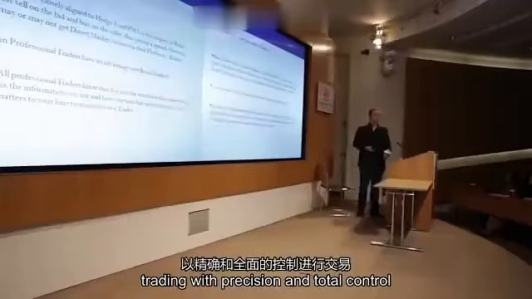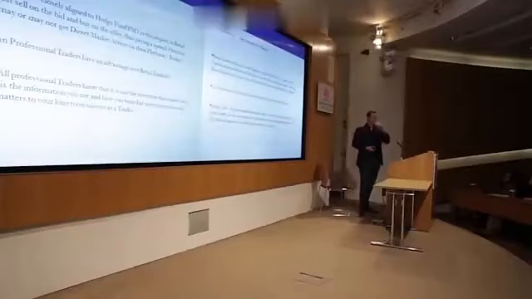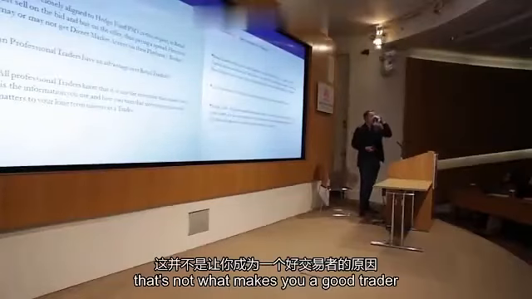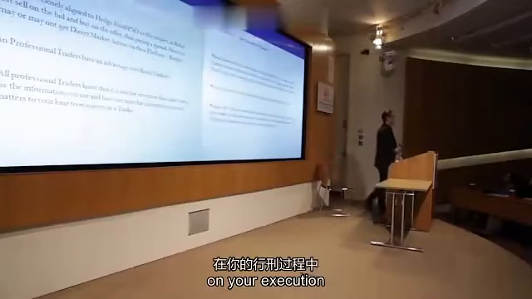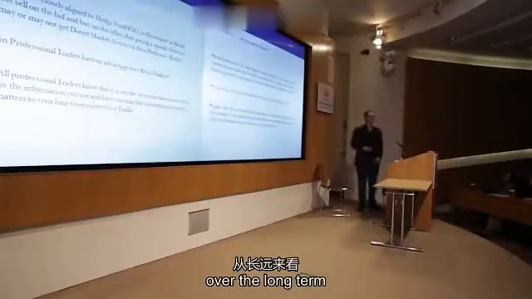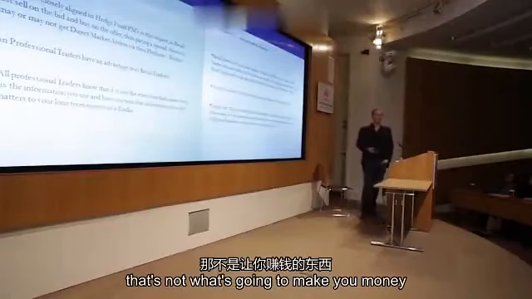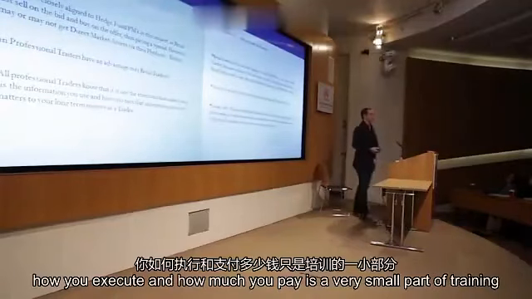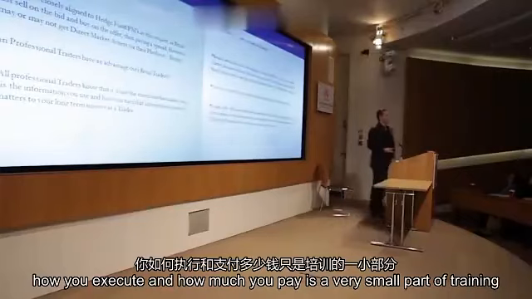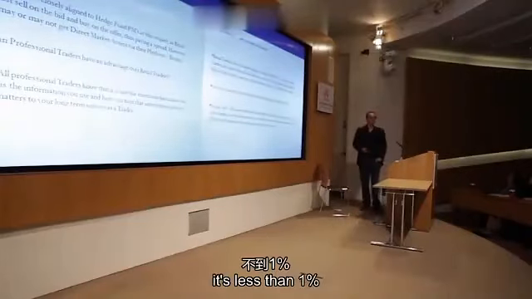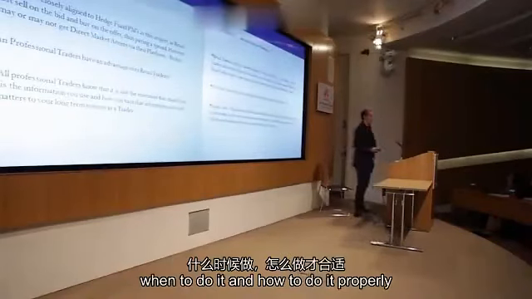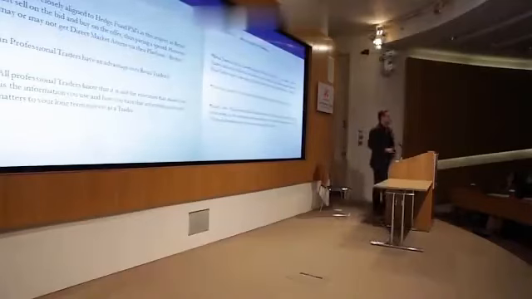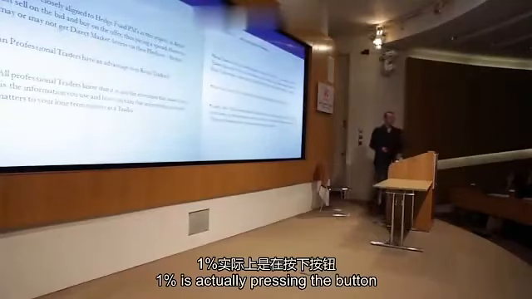Trading with precision and total control. That's not what makes you a good trader. You might save a bit of money on your execution, but ultimately, over the long term, that's not what's going to make you money. How you execute and how much you pay is a very small part of trading. It's less than 1%. 99% of trading is knowing what to buy and what to sell, when to do it, and how to do it properly. 1% is actually pressing the button.